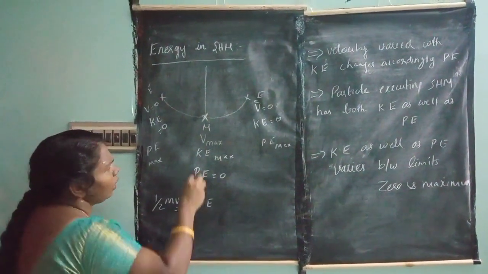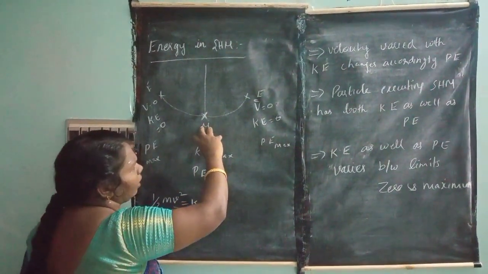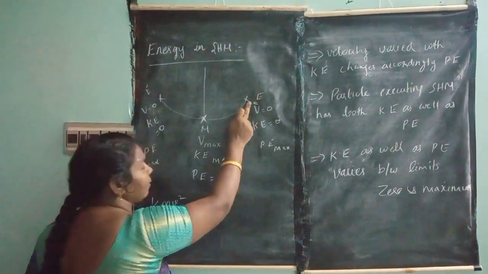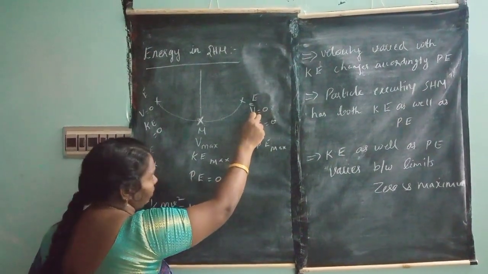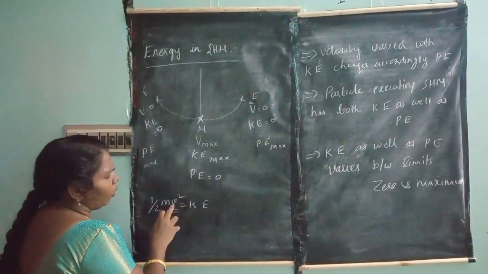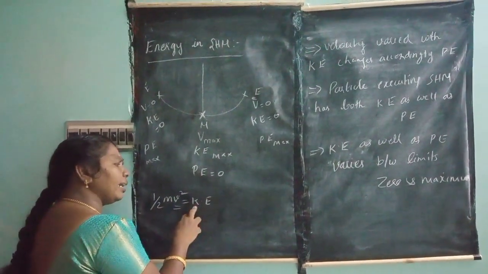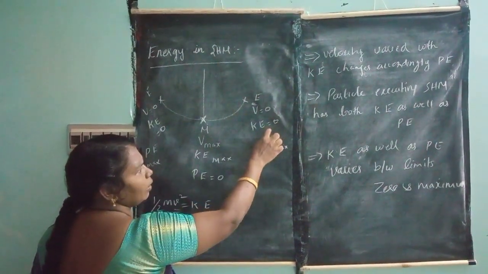So at the mean position the velocity is maximum. If it goes to the extreme position, when the height increases and goes to infinity, what is the velocity? V is equal to 0. When v is equal to 0, 0 times anything is 0. Therefore the kinetic energy is 0. So I am writing here that the kinetic energy is equal to 0.